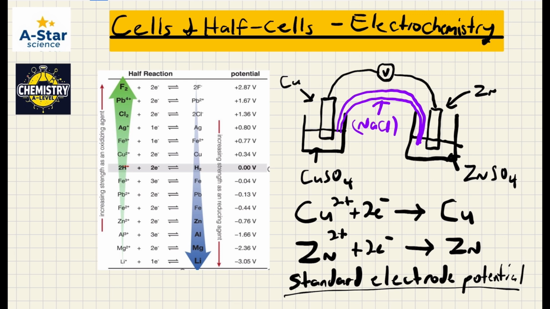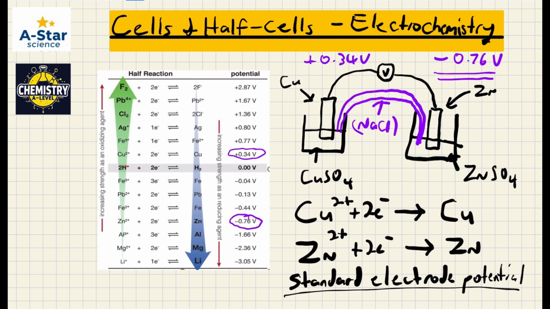So if we look, we can find the one for copper, which is here, that has a standard electrode potential of plus 0.34 volts. And the zinc one, which we can find here, has an electrode potential of minus 0.76 volts. So in this case, we can see that the zinc has the more negative electrode potential. That means that zinc is going to be our supplier of electrons.